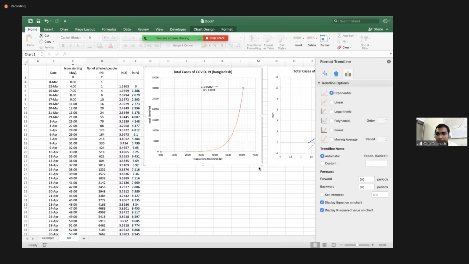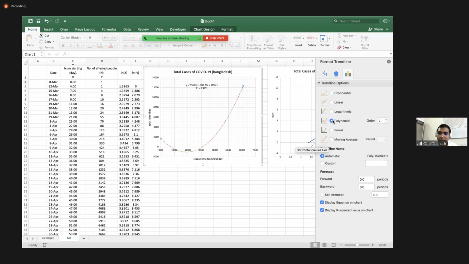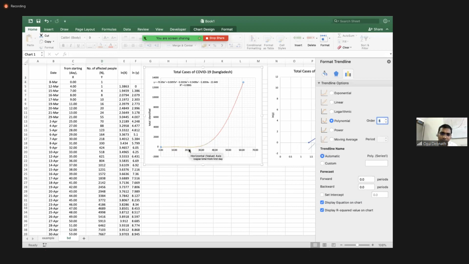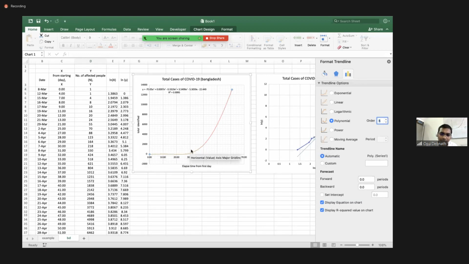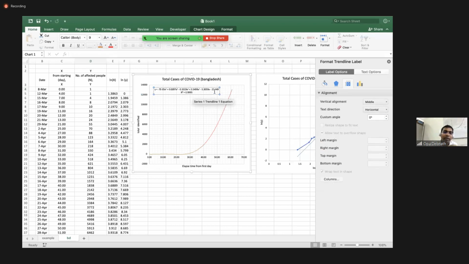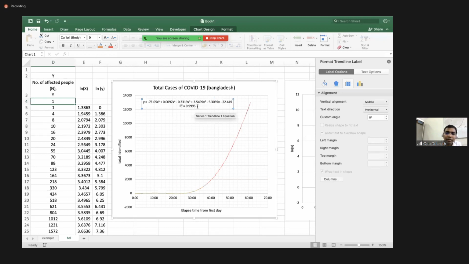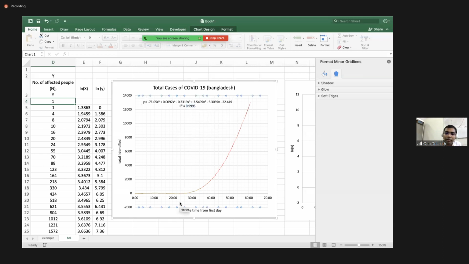In that case, I changed it to polynomial, and started putting in third order, fourth order, fifth order, sixth order. With fifth order, the affected-people population fit showed better. That means I found a fifth order equation may suit best, rather than the exponential equation, and you can see the regression is almost one, tends to one. So it's a good sign.